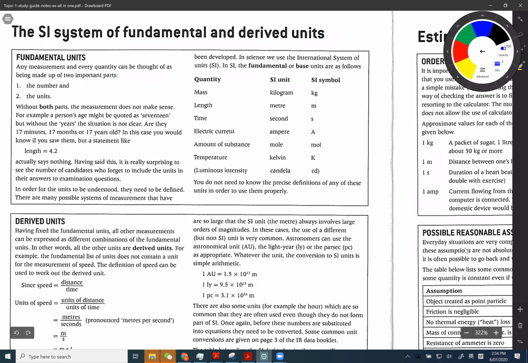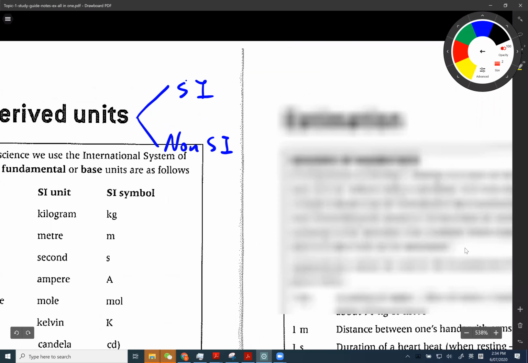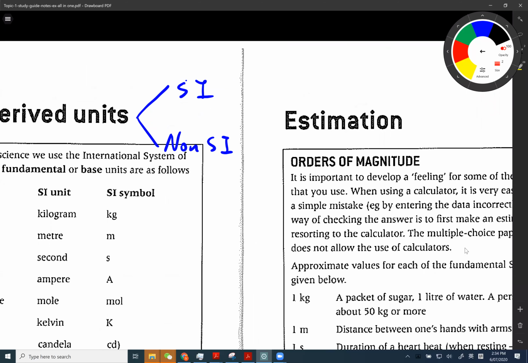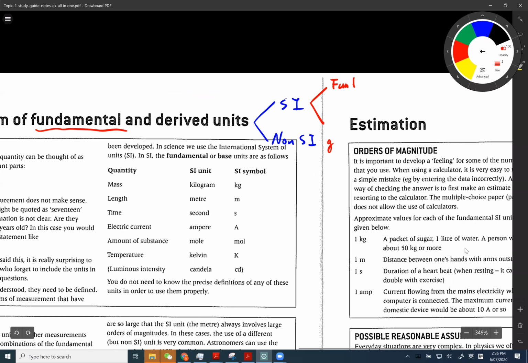Oh, by the way, in year 11 you learn a lot of units, right? And in units we have SI units, and not SI units. For example, who can give me an example of a non-SI unit? Gram. Okay, gram. SI unit, kilograms. In SI units, we have two types. One is fundamental, or you can say basic. In this book, they say fundamental. The other one is the derived one.